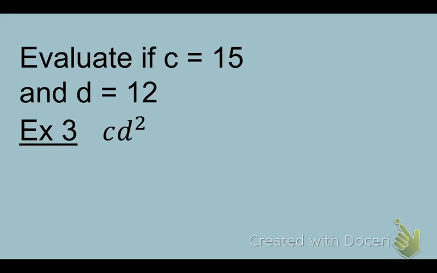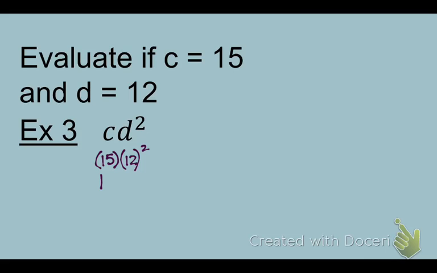So now we're going to be exposed to evaluating. Let's make sure we get all these directions down. Evaluate if C equals 15 and D equals 12. So that way we can do example 3 where it says CD squared. First off, anytime I'm going to insert a value, if there are no parentheses around the values, then that means C is going to get parentheses alone and D will get parentheses alone. So 15 is C, 12 is D, and then I'm going to put a little square.